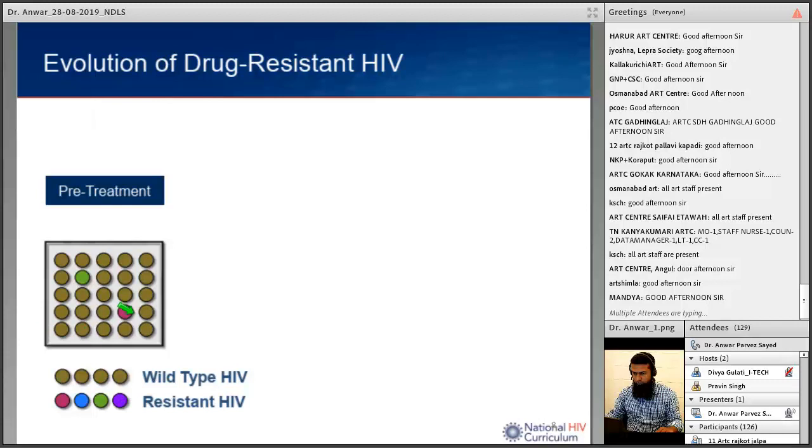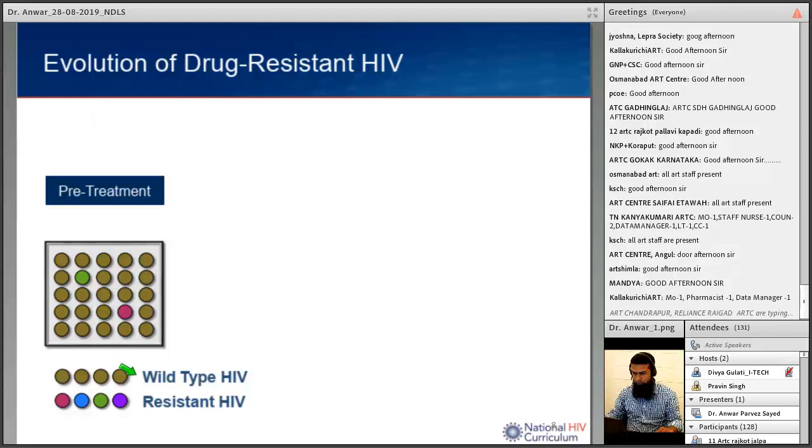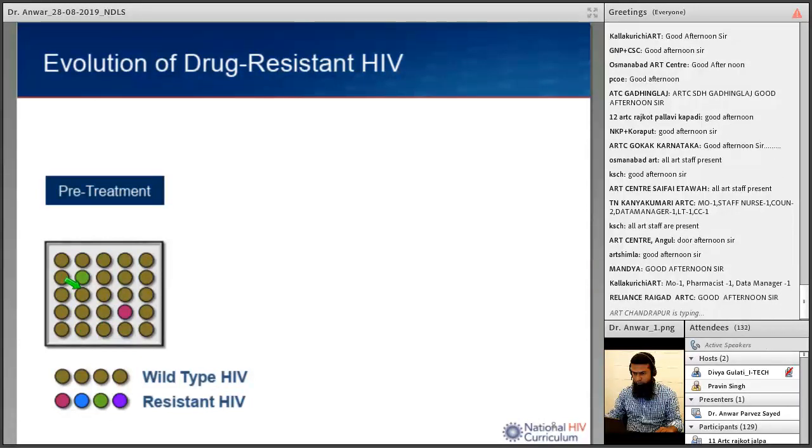So before starting ART, the majority of the viral population in a person living with HIV will be of the wild virus type. There can be some resistant mutant strains, but these will be very few in number, and the wild virus number outweighs the number of resistant mutant strains.